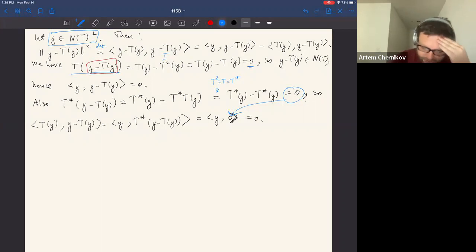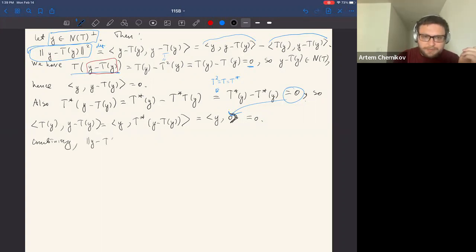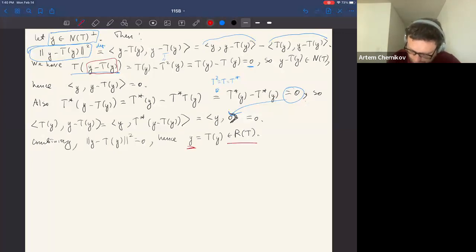So we have obtained two things at this point. We are looking again at the square of the norm of the difference y minus T y. It consists of these two scalars, and we just proved for each of them separately that they are 0. So combining, we get that the square of the norm of the difference y minus T y is 0, which can only happen if y is equal to T of y. But T of y is, of course, an element of the range of T. So we got that y belongs to the range of T.